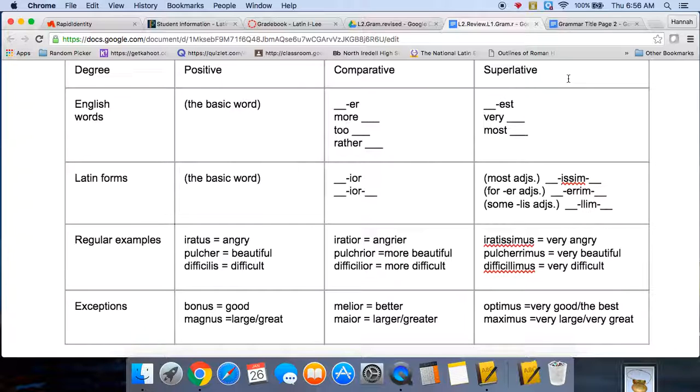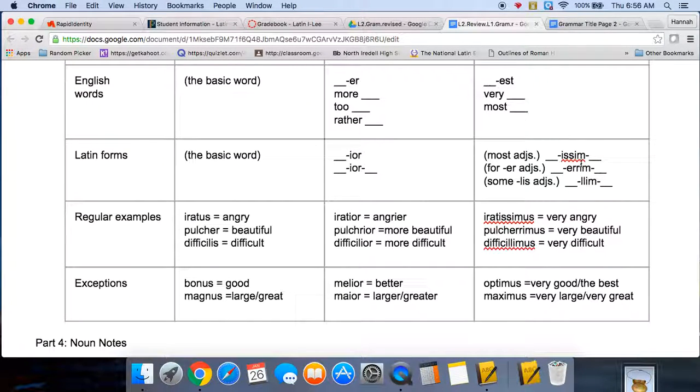The third step up is the superlative. This is when you're comparing 3 or more items. So it could be the fastest, it could be very fast, or the most fast. And things that you look for are going to be -issim-, like -issimus. This is what's going to be used with most of the adjectives. If you have an -er adjective like sacer or pulcher, instead of using -issimus, you're going to double the r and add -imus. And then there are 6 different -lis adjectives. Not every -lis adjective, only 6 of them, are going to double the l and add -imus. So difficillimus, facillimus would be another example.